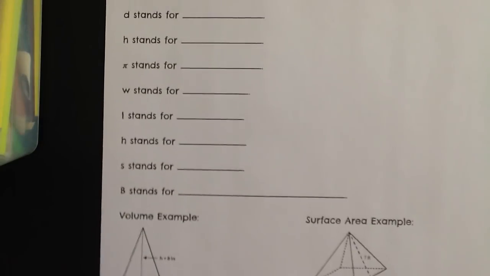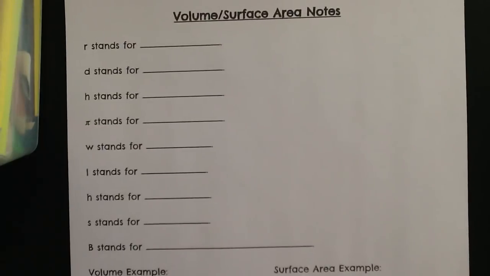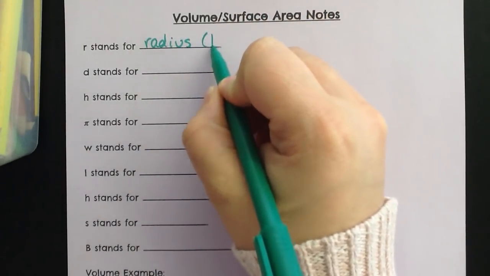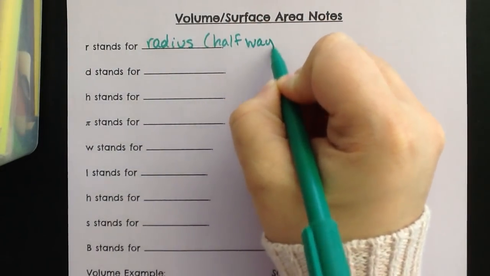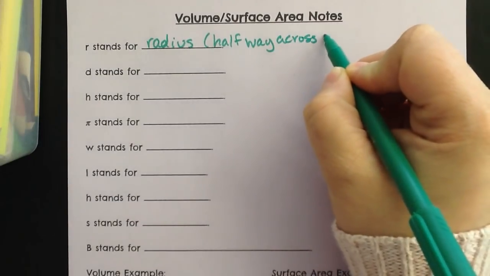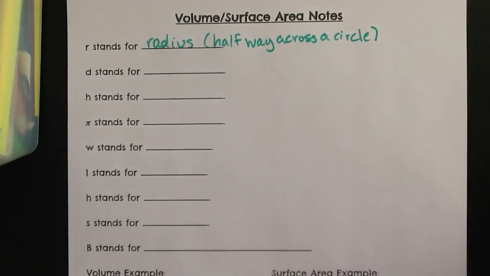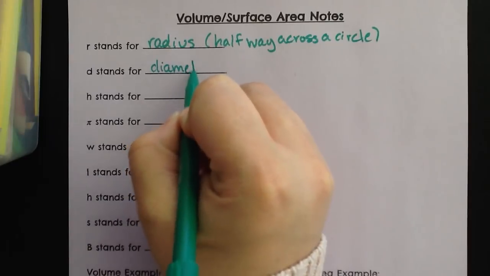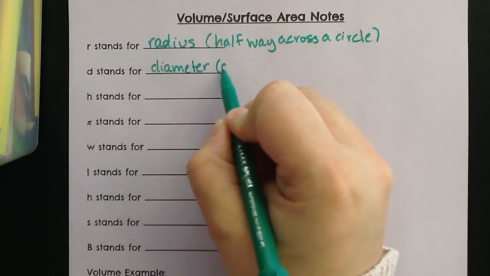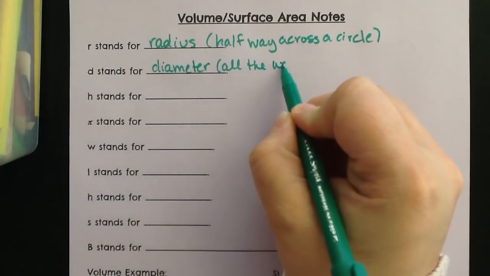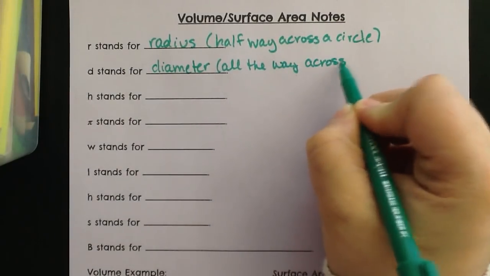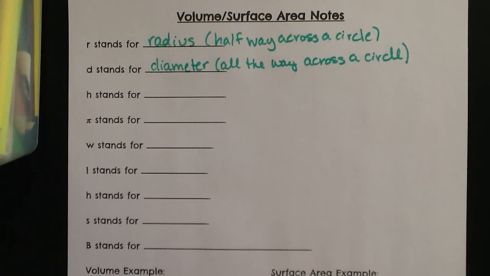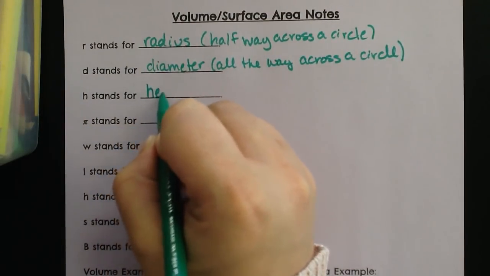Okay, R stands for circle, and it stands for radius, which is just halfway across a circle. D stands for diameter, and that's in a circle, and it's all the way across a circle. Okay. H stands for height.